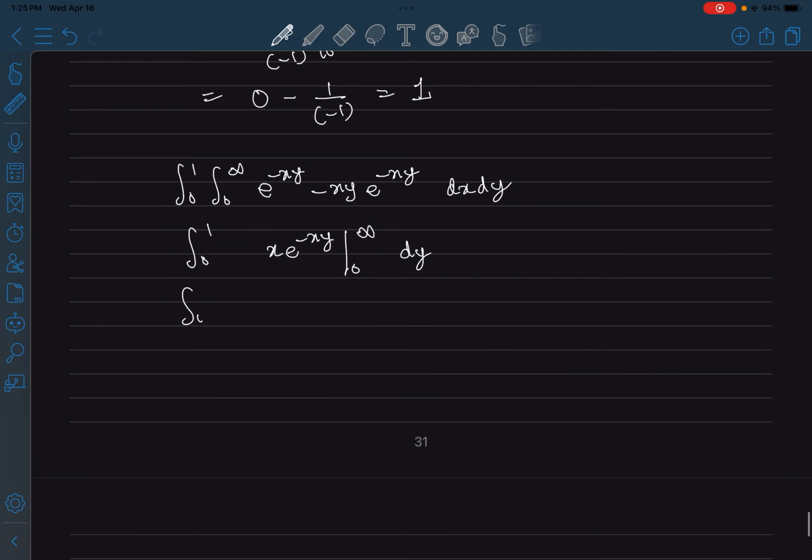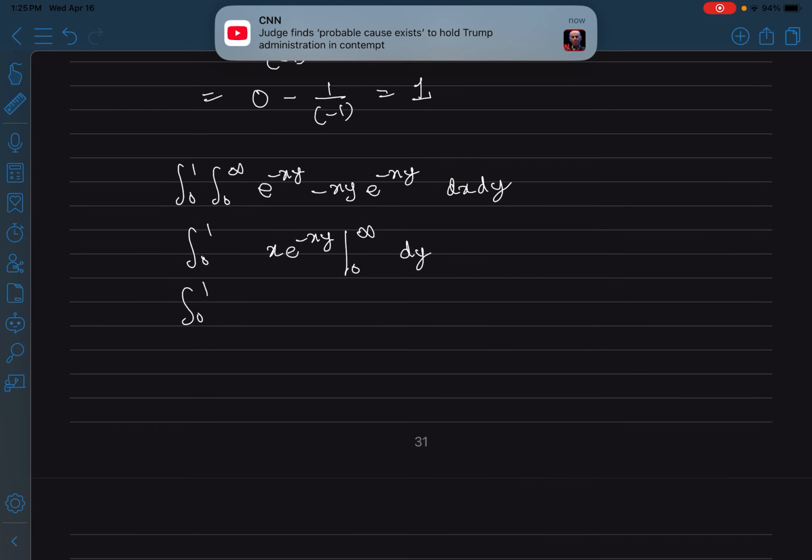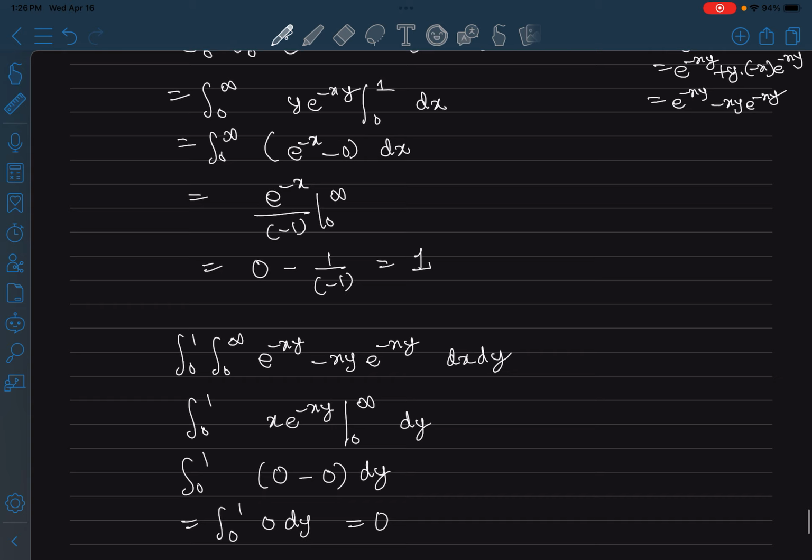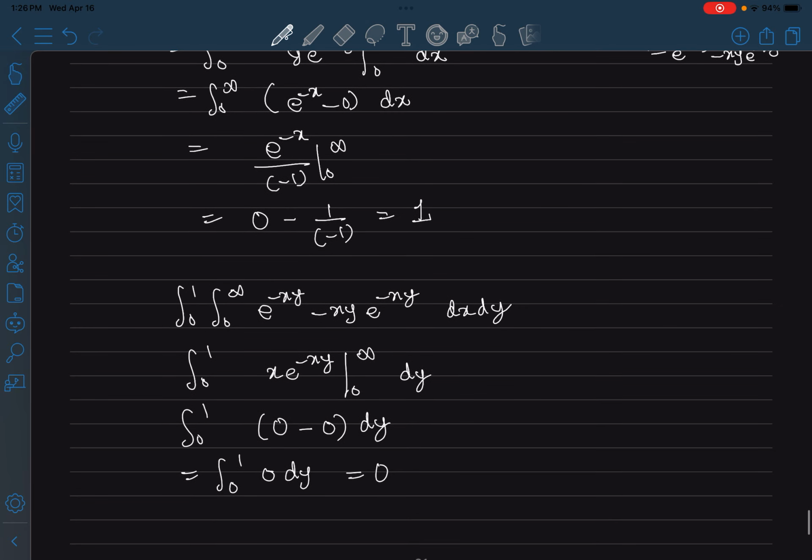Now if we evaluate this at infinity, we know that because the exponential is going to dominate this term, we will just have 0 minus at 0, since x is 0, it will just be 0. So we see that this is the integral from 0 to 1 of 0 dy, and that's just going to be 0. So here we saw that the same integral, if we interchange the limits, gives us a different answer. So that means these different answers should be the same, and that proves 1 equals 0. Definitely we know that this is not true.